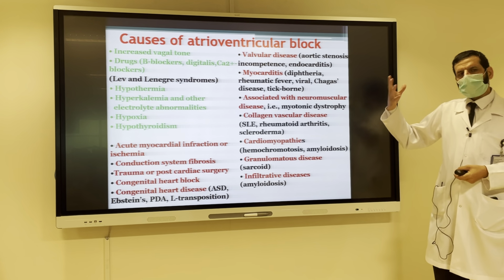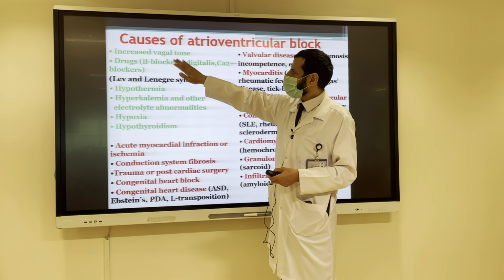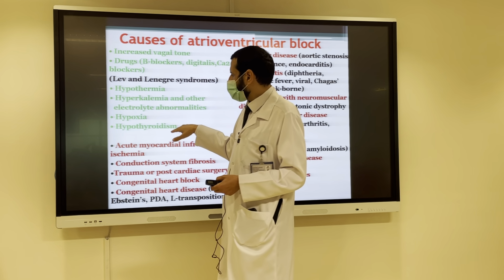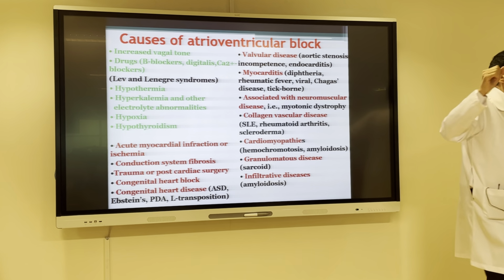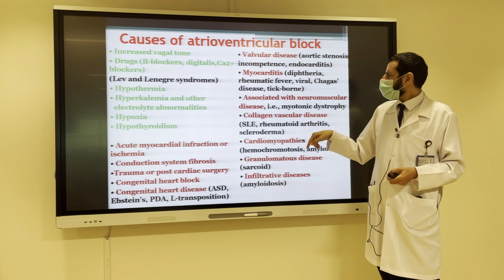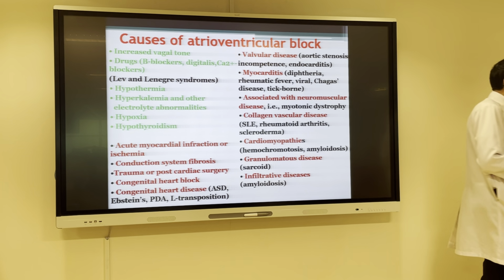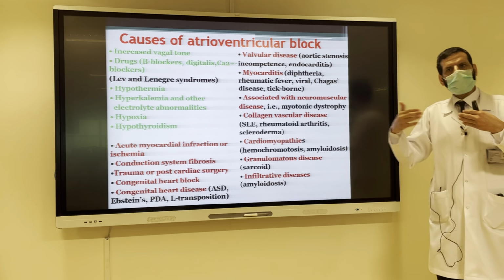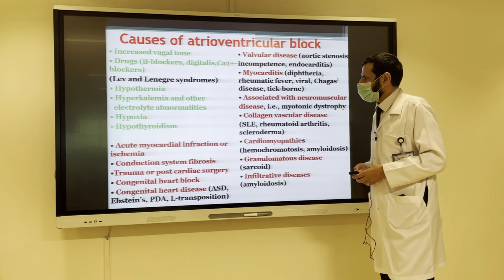Causes are lots of them, but if you remember the process I told you earlier that can involve any part of the body: the reversible ones, high vagal tone, medications, electrolyte issues, again hypothermia, hypoxia, hypothyroidism, and pathological disease. Any pathological disease in the heart, cardiomyopathy, myocarditis can cause it. Think also about collagen vascular disease; neuromuscular diseases can also cause it, and infiltrative diseases of the heart can cause AV node disease. You don't need to remember all of them, but just think about the usual process: infections, inflammation, infiltration. It can affect the AV node, it can affect the sinus node.